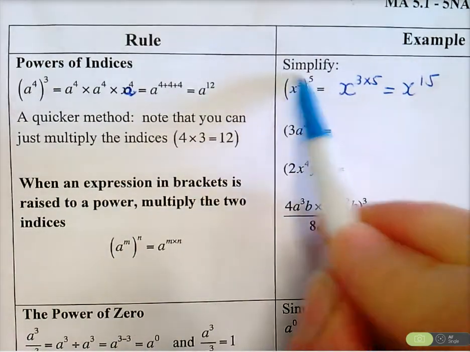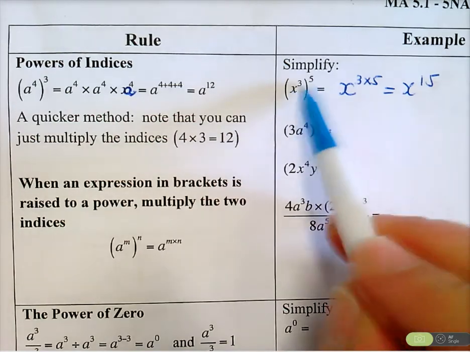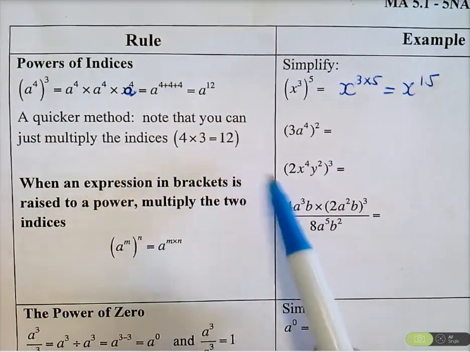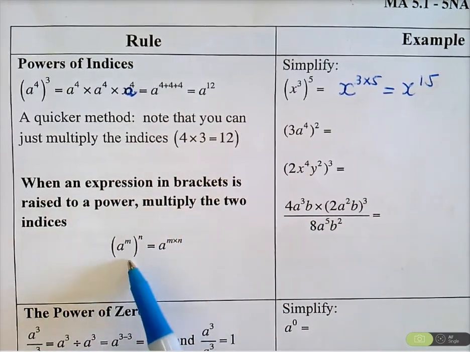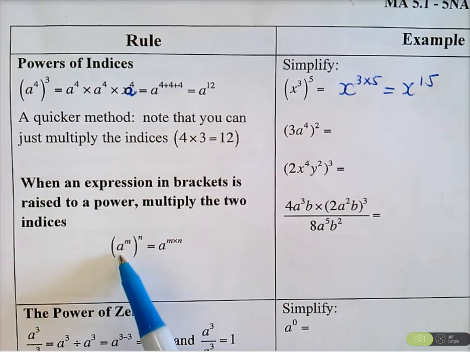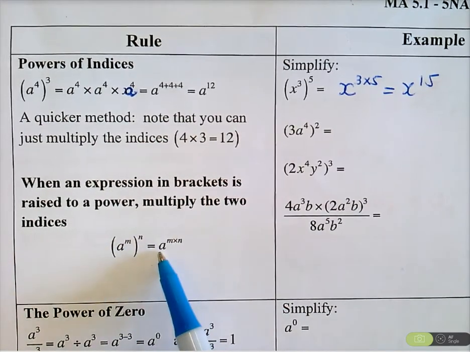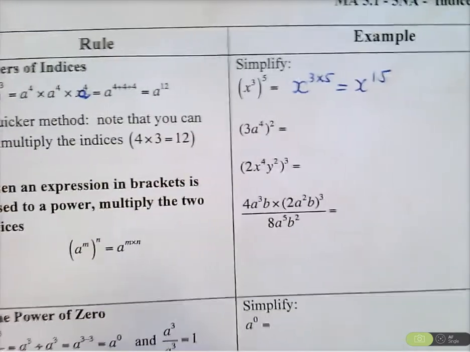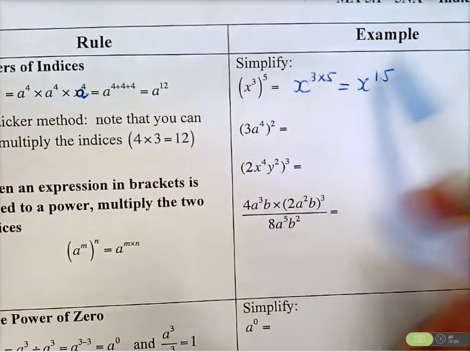So when you've got brackets to a power, you just multiply the indices. So when an expression in brackets is raised to a power, multiply the two indices. And the rule's down here: a to the power of m, all to the power of n, is just a to the power of m times n. So with the first one, x cubed to the power of 5, we just multiplied the 3 and the 5.